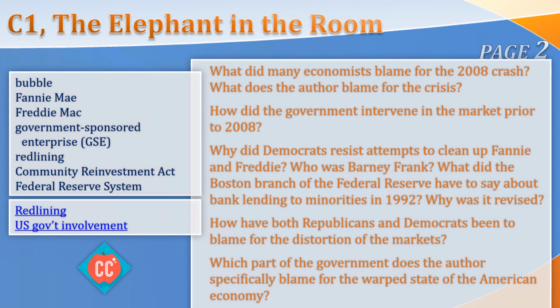Where did all the excess risk, leverage, and debt, not to mention the housing bubble itself, come from?